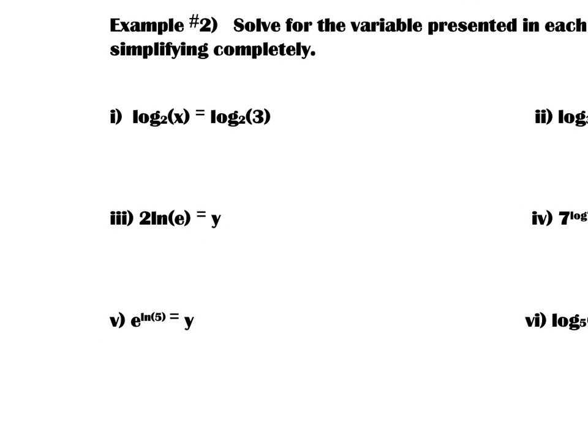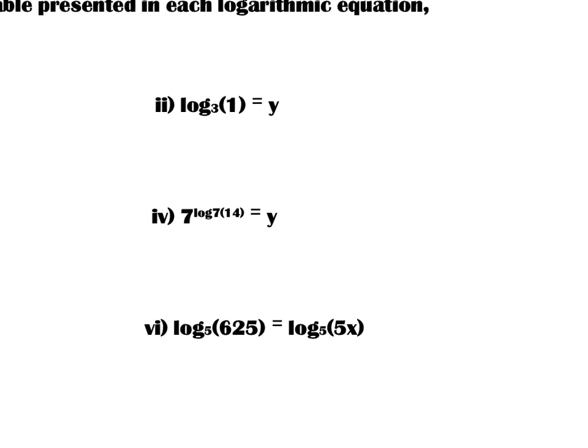Well, notice that I have log base 2 of x equal to log base 2 of 3. That tells me immediately that x has to equal 3. Since the bases are the same, there's no coefficients in front of the logarithms, we can stop right there. So x equals 3. Okay, and number 2 here, I've got log base 3 of 1 equals y. We can use that first property up there. 3 to the y equals 1, therefore y equals 0.